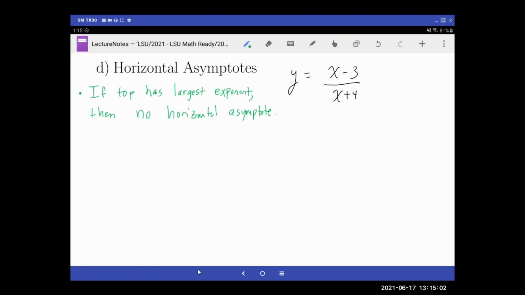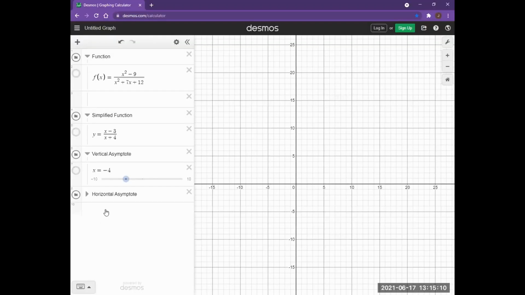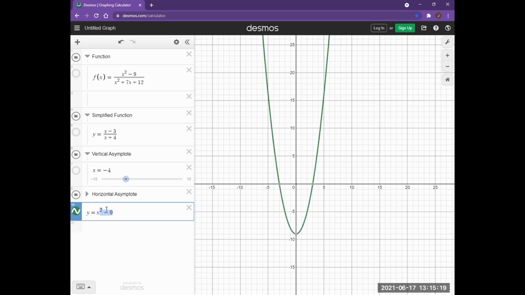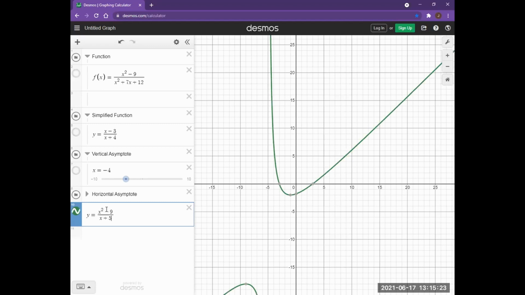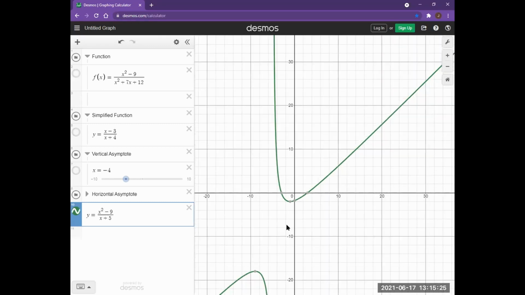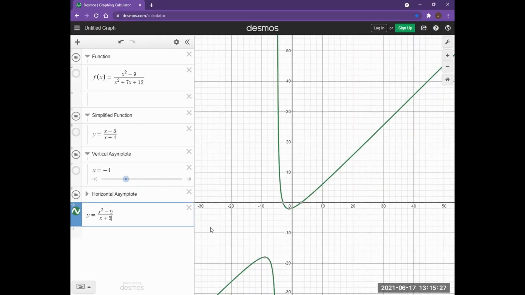I do want to give you a visual of that. Okay, so the top has the largest exponent. Let me just make up one really quick. We'll close these out. Let's say y equals x squared minus 9 over x plus 5. Okay, horizontal asymptote, not there.